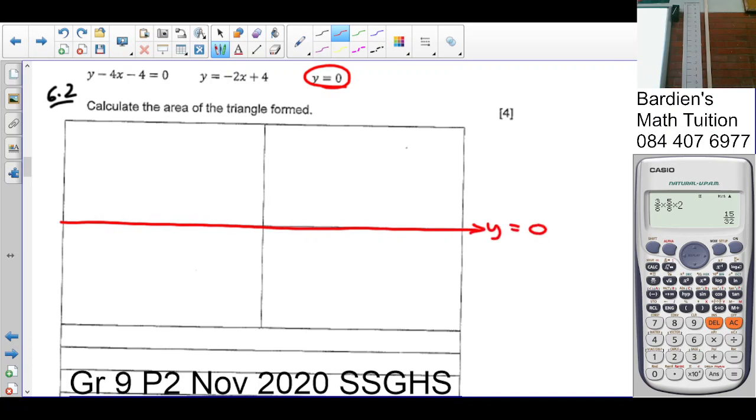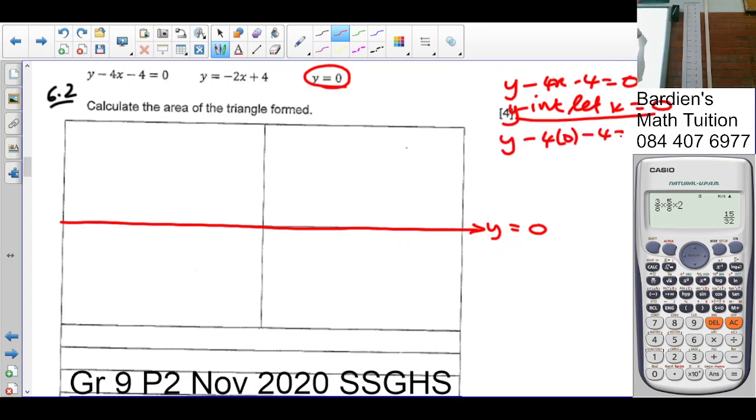Then, we're looking at this here. y minus 4x minus 4 is equal to 0. So you work out your y-intercept. What do you do for y-intercept? Let x equal to 0. So y minus 4 times 0 minus 4 is equal to 0. So y is equal to 4. There's 4. This was your y-axis.